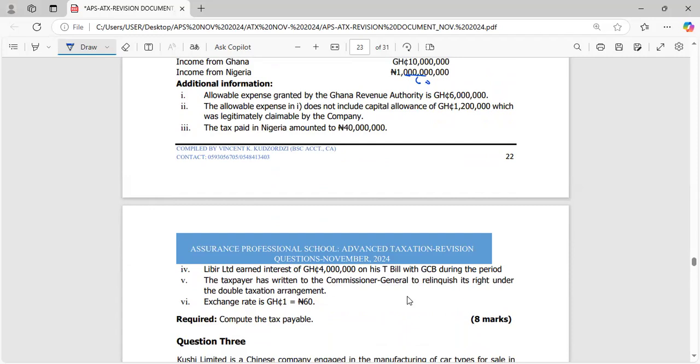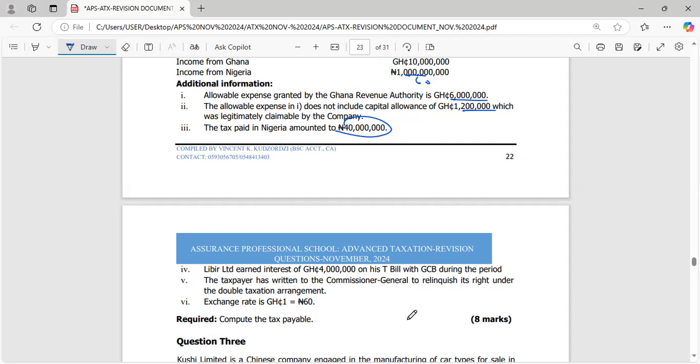The following additional information is relevant. Allowable expenses granted by GRA. You deduct the allowable expenses, 6 million, from the global income. The allowable expenses do not include capital allowance. So come on, deduct capital allowance. The tax paid in Nigeria is 40 million naira. So the tax paid in Nigeria.